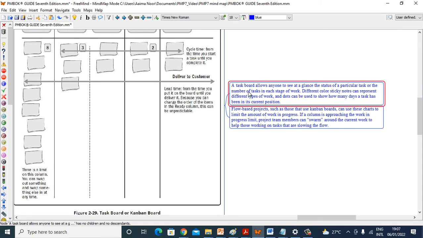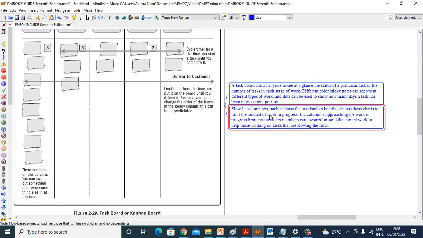A task board allows anyone to see at a glance the status of a particular task or the number of tasks in each stage of work. Different color sticky notes can represent different types of work, and dots can be used to show how many days a task has been in its current position.